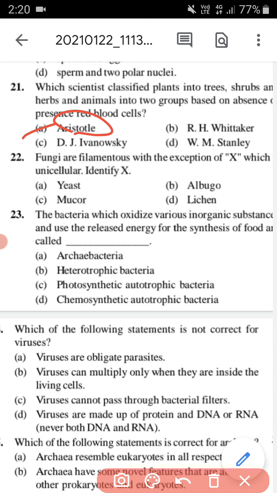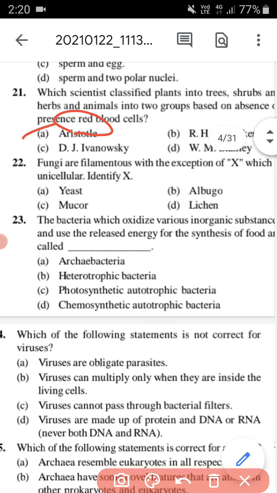Now we move to question number 22. Question number 22 is, fungi are filamentous with exception of X, which is unicellular. Identify X. So X is basically here in this unicellular. Yeast, albugo, lichen, mucor. So yeast is basically a unicellular fungus. Okay. So option A is correct.